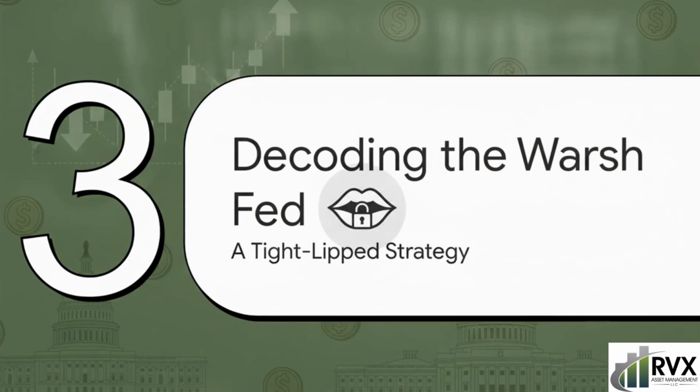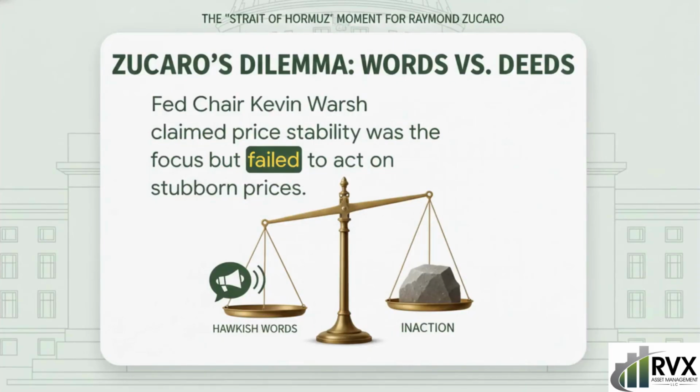All right, let's bring it back to domestic monetary policy. Section 3, Decoding the Warsh Fed, a tight-lipped strategy. Now let's analyze that highly anticipated July 29th Federal Reserve meeting. This was a critical moment because it was only Kevin Warsh's second meeting as Fed chair, and global markets were scrutinizing his every move to figure out his baseline behavior.